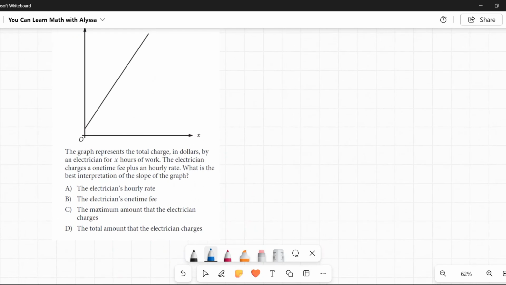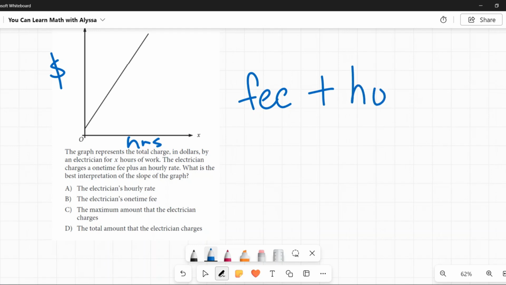Number 9. The graph represents the total charge in dollars by an electrician for x hours of work. Okay, so on my x axis down here, this is hours of work. And it's the total charge in dollars, so dollars is going up this way. All right, the electrician charges a one-time fee plus an hourly rate, okay? What is the best interpretation of the slope of the graph?